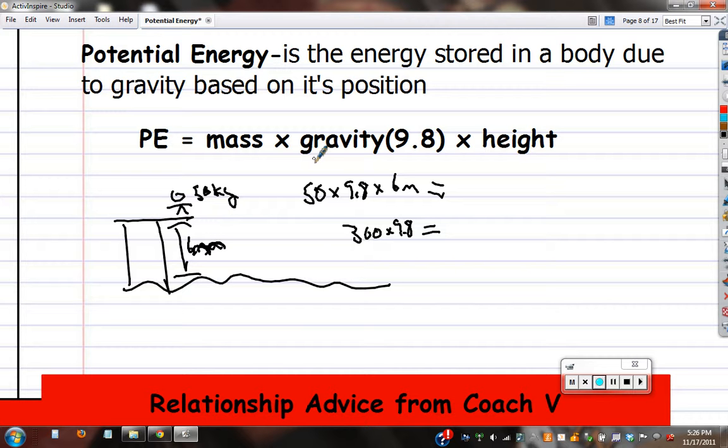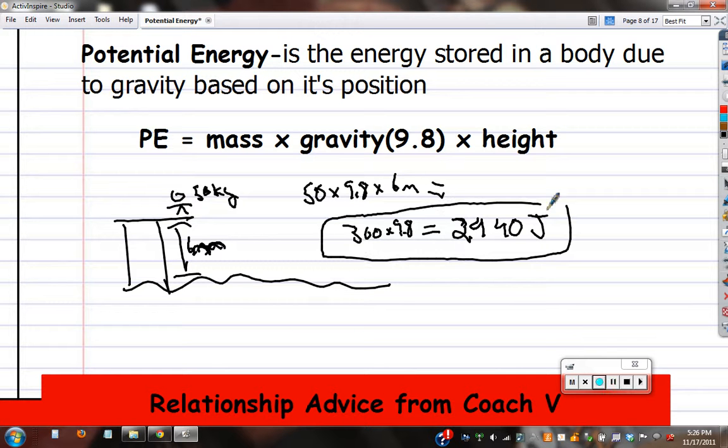100 times 9.8, 2,940. All right. That's one of your basic ideas: can you solve for potential energy given the basics? 2,940, and the units are still joules, so this is important to note. Units for all energy equal joules.